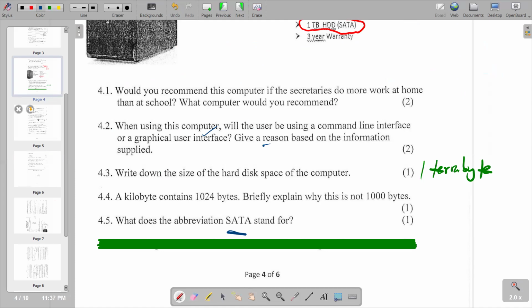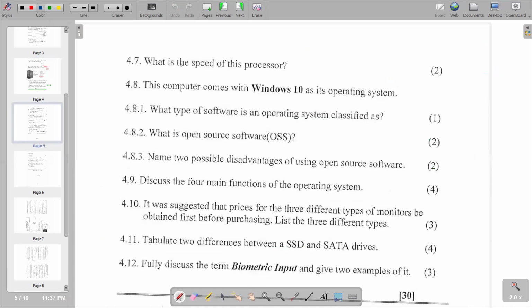We go to the next part of our question, 4.7. What is the speed of the processor? You see that the speed is 3.6 gigahertz. So we have giga. Hertz is abbreviated as Hz, with a small z. So we have 3.6 gigahertz being the speed of the processor.